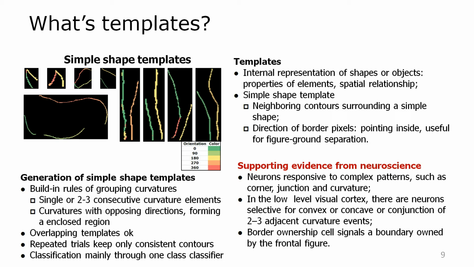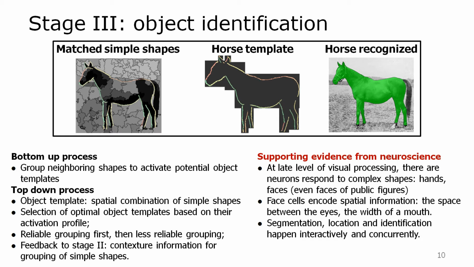The learning process also applies to object templates in the later stage. Finally, neighboring shapes that match object templates are grouped together to form the object. We can understand this process intuitively. If we find the eyes, nose, and mouth, and they are in the right place spatially, then we locate and identify a face. Object templates are encoded as a spatial combination of simple shapes.